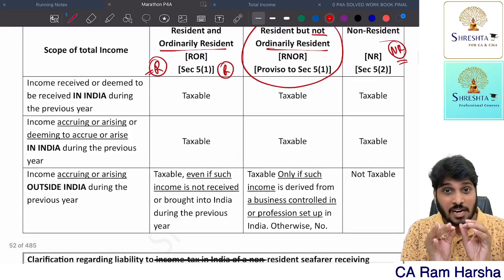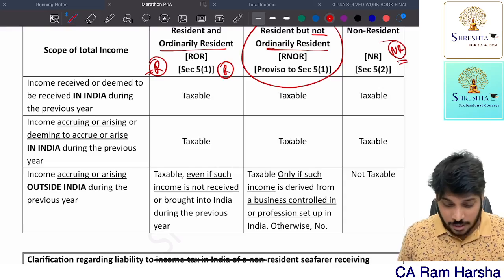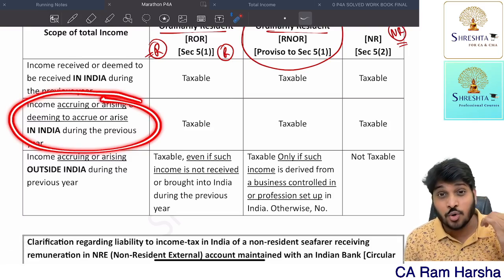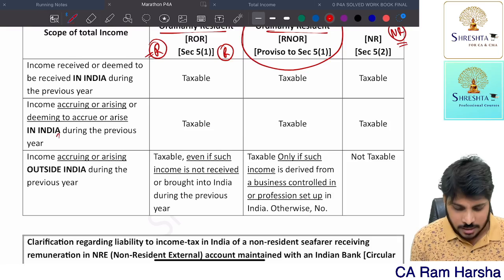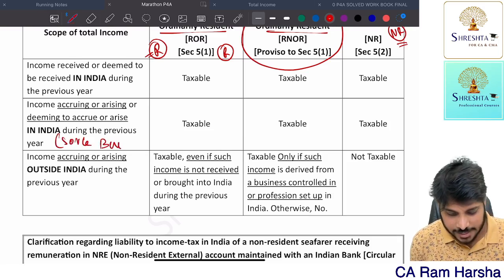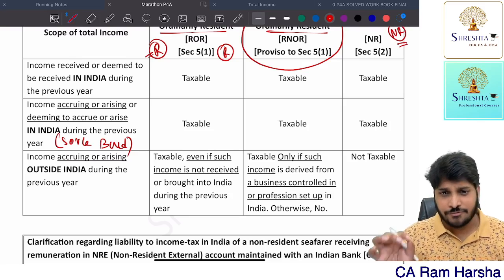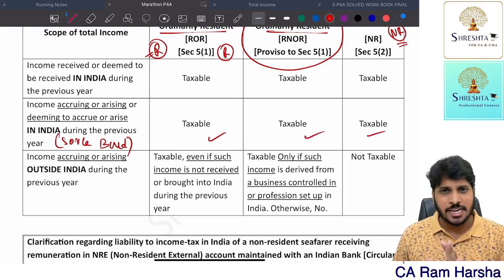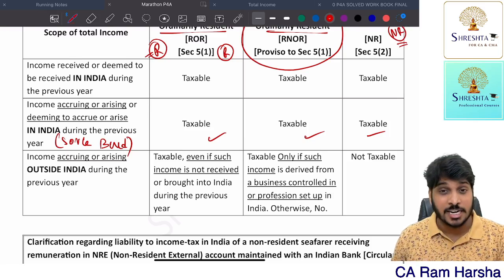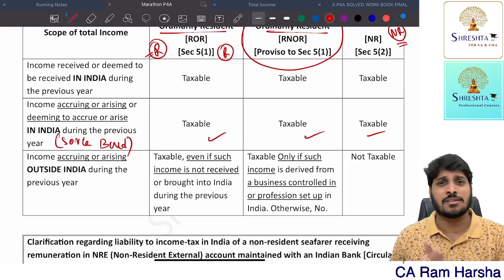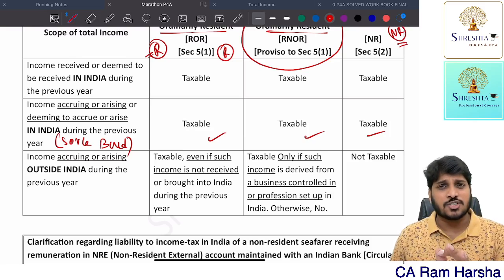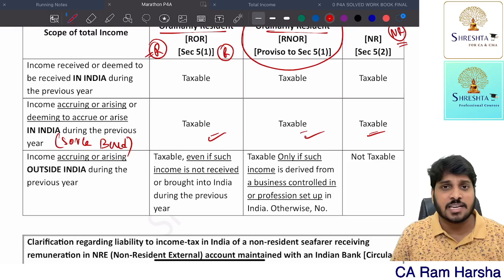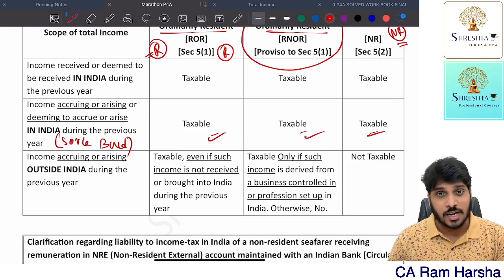Now, what is the impact of these residential statuses? Suppose the income is accruing or arising, or deemed to accrue or arise, in India. This is called source-based taxation, the source-based principle. If the source of income is in India, for everybody it is taxable. Whether you are staying outside India or inside India doesn't matter. Whether you are a resident in India or a resident in the US or outside India, doesn't matter. If you have income whose source is in India, accrual is in India, place of accrual is in India, that's it. It is taxable for you under Indian income tax law. You have to compute total income and pay tax on that.